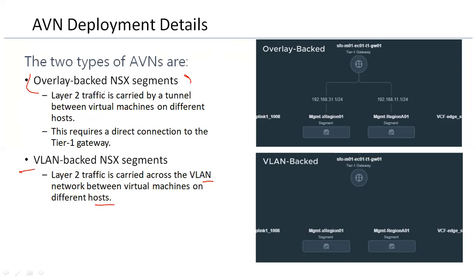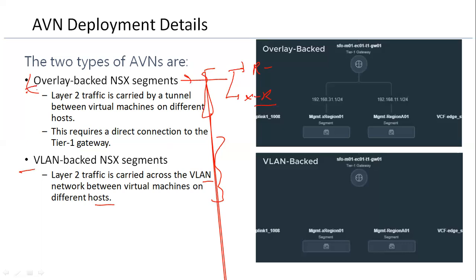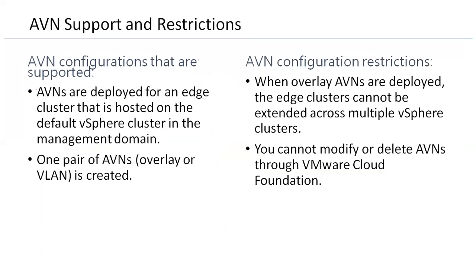Whichever we want to use, there are still two categories under each: one regional and one cross-region. Regional I refer to as local, and cross-region AVN I refer to in the same way. The preference, just for more security, is to go with overlay-backed NSX segments or NSX AVNs. For edge cluster configuration support, as I said, one pair of AVNs is required.